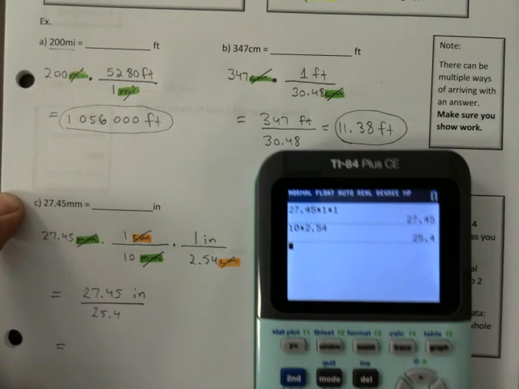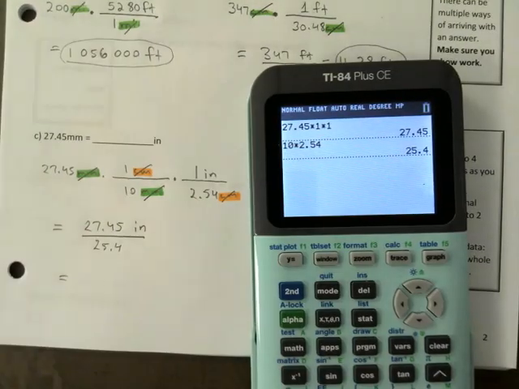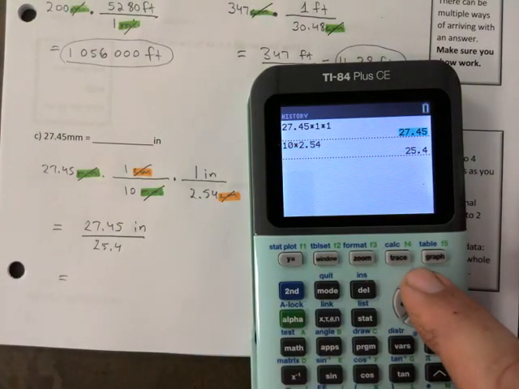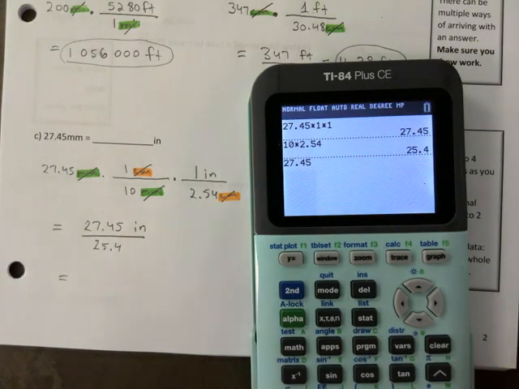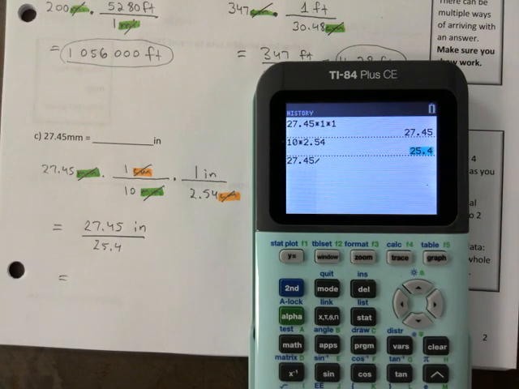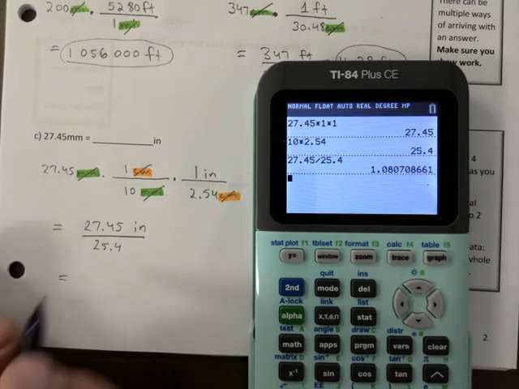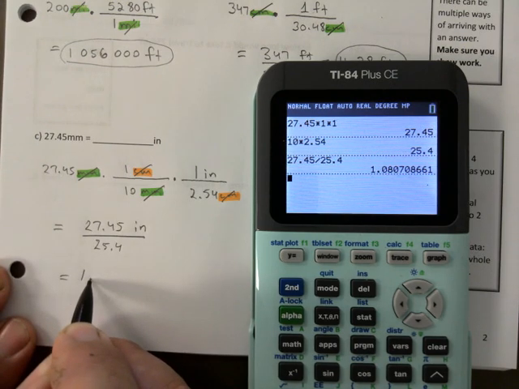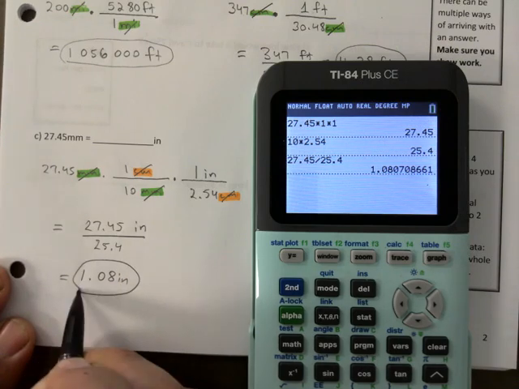And so your last step, watch this. This is the cool part. Maybe this is why I use my calculator for it, to show you this part. Arrow up, so 27.45, hit enter. It copies and pastes it. Then I go divide it. I go arrow up, hit enter, right? That's how you paste it, right? And then hit enter one more time, and you get your answer there. So it's 1.08 inches.